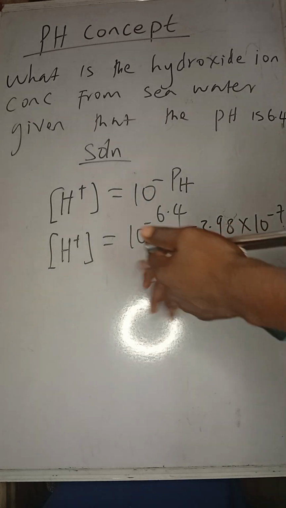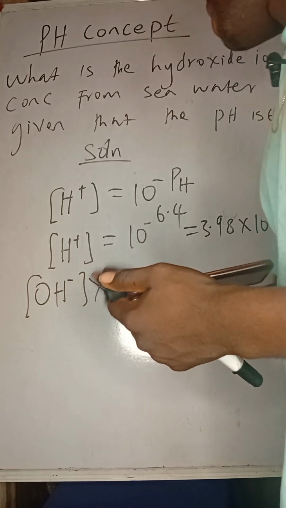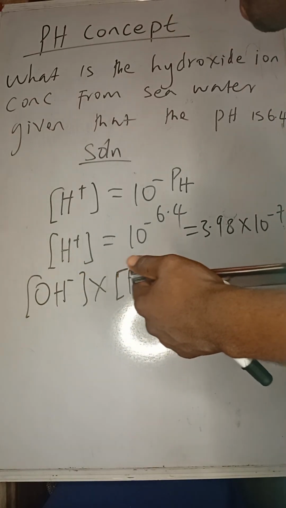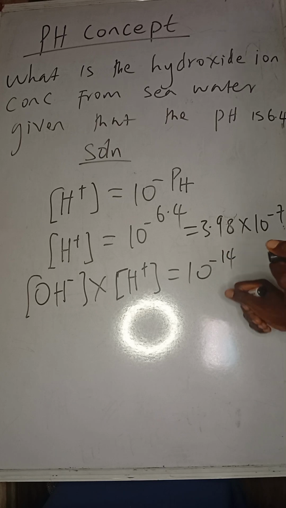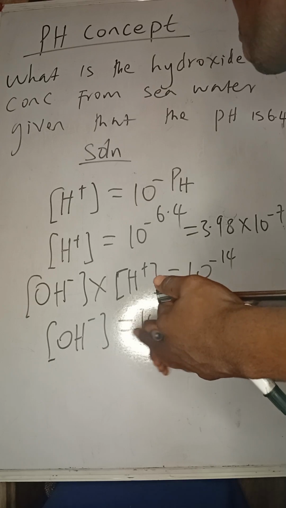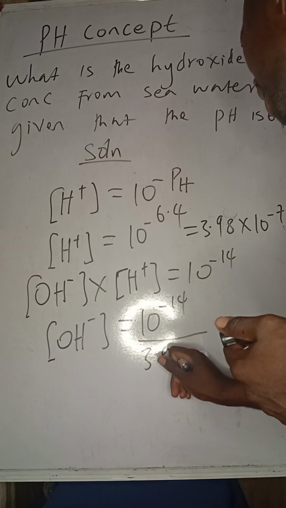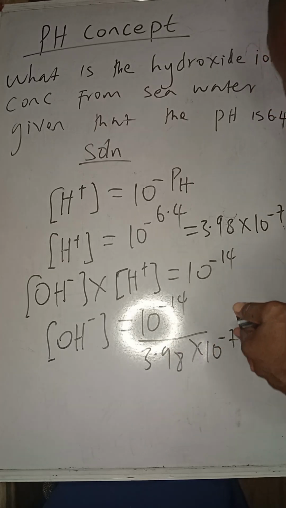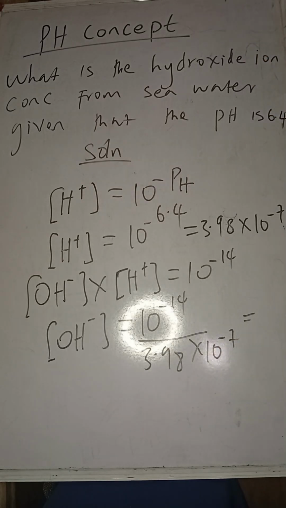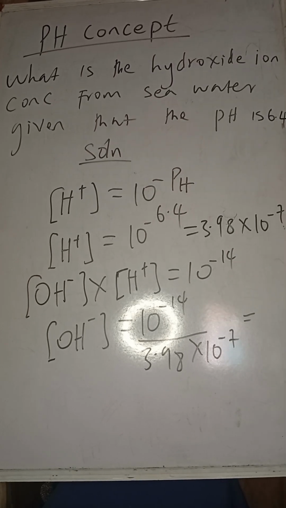So what about the OH ion concentration? Remember, OH ion concentration times hydrogen ion concentration is equal to 10 raised to power minus 14. Therefore, we can say hydroxide ion concentration is equal to 10 raised to power minus 14 over the hydrogen ion concentration, which is 3.98 times 10 raised to power minus 7. You can use your calculator to do that, and you will get a value. That's how we establish the hydroxide ion concentration.